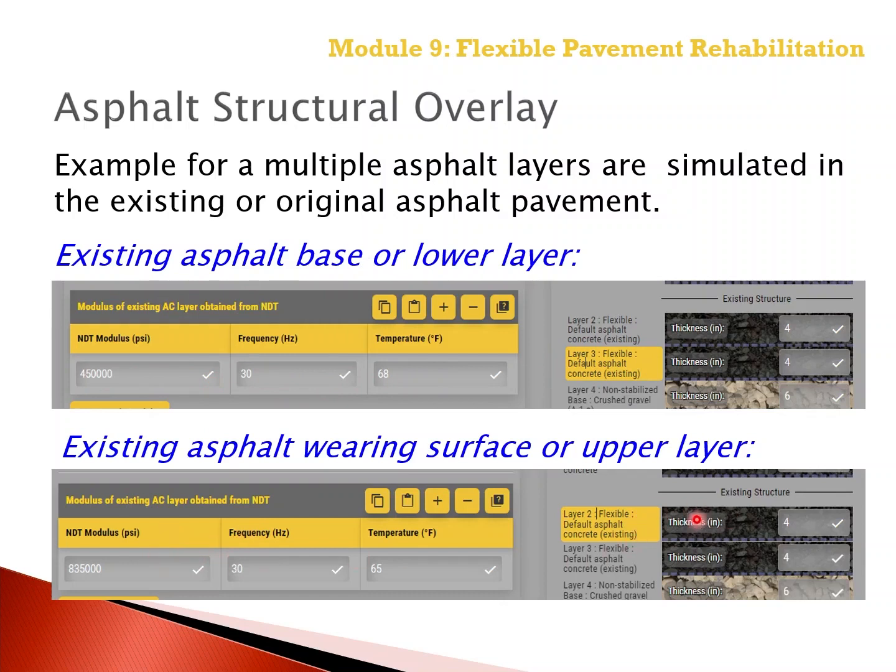We then have the upper asphalt layer, the existing asphalt wearing surface or upper layer, and the back-calculated layer modulus values entered for that layer. So we can enter different back-calculated layer modulus values for different layers within the asphalt pavement.